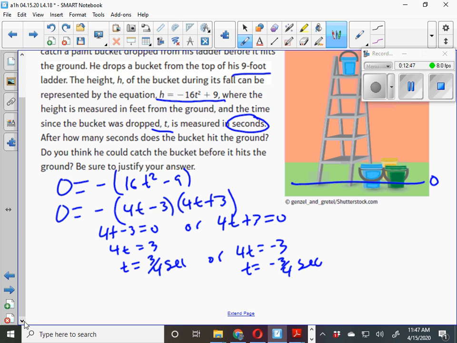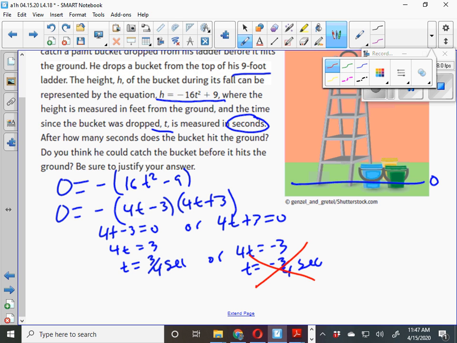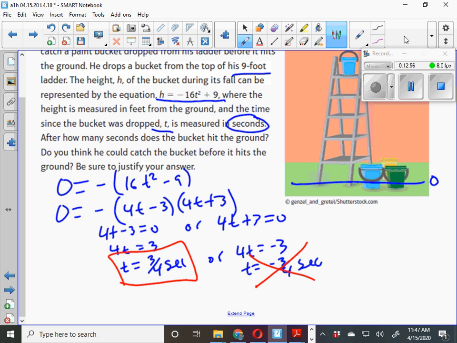Again, we're going back to what's reasonable. You're not going backwards in time. So 3/4 of a second is our answer. And now the question was, do you think he has time to catch the bucket?